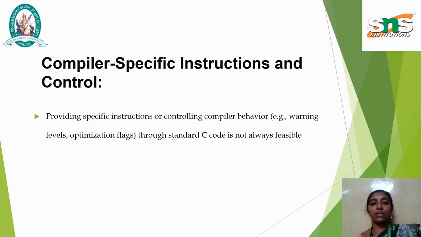Compiler-specific instructions and controls. These provide instructions for controlling behavior, warning levels, optimization levels, and flags. Plain C code is not always flexible for these instructions. The preprocessor can define them to overcome this kind of problem.